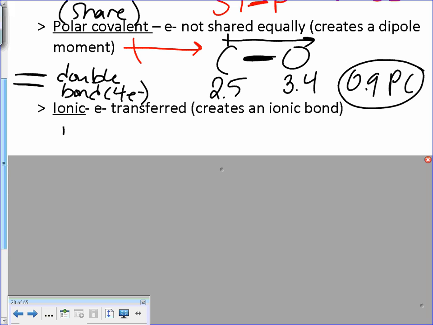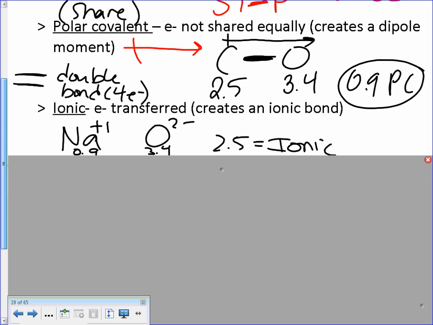Ionic is just simply like, for example, sodium and oxygen. What's the number on sodium on here? 0.9, and oxygen was a 3.4. Huge difference. What, like 2.5 difference? So I'm not even drawing a line. I'm saying a 2.5 difference is ionic, and then I actually go through and put their charges on there for myself to remind myself it's not sharing. It's like, hey, I donated electrons. And that's not the chemical formula. It's Na2O anyway, sodium oxide.